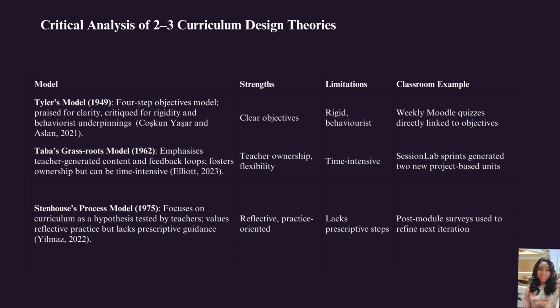Tyler's model is praised for clarity, critiqued for rigidity and behaviorist underpinnings. One of its strengths is it defines clear objectives, while one of its limitations is its rigidity. Taba's grassroots model emphasizes teacher-generated content and feedback loops. It fosters ownership but can be time-intensive, according to Elliott, 2023. One of its advantages is teacher ownership and flexibility, and one of its limitations is that it is time-intensive. Lastly, the Stenhouse process model treats curriculum as a hypothesis tested by teachers, values reflective practice but lacks prescriptive guidance.